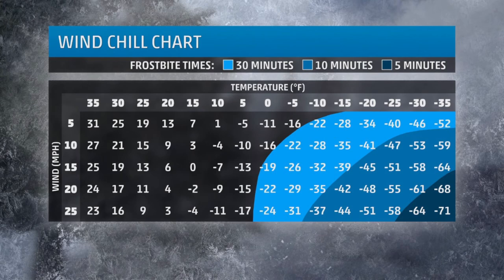So you can see, I'm going from right to left here. You see the wind speed at 25 miles per hour, just say. Your temperature is minus 10. That means your wind chill factor is at minus 37 degrees. So you can see it takes about 10 minutes for frostbite to set in. And if you're at minus 35 degrees and you have a wind speed of 25, your wind chill would be at minus 71 degrees, so it would take 5 minutes or less for frostbite to set in.